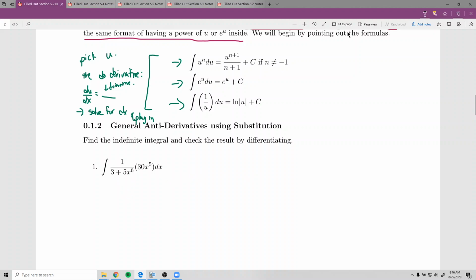All right, so the first thing here is we want to integrate our function. Let's not worry about checking the result yet. So we want to integrate 1 over 3 plus 5x to the 6th, times 30x to the 5th, dx. The reason we need substitution here is that there is no way to simplify this to just a power of x or e to the x inside.